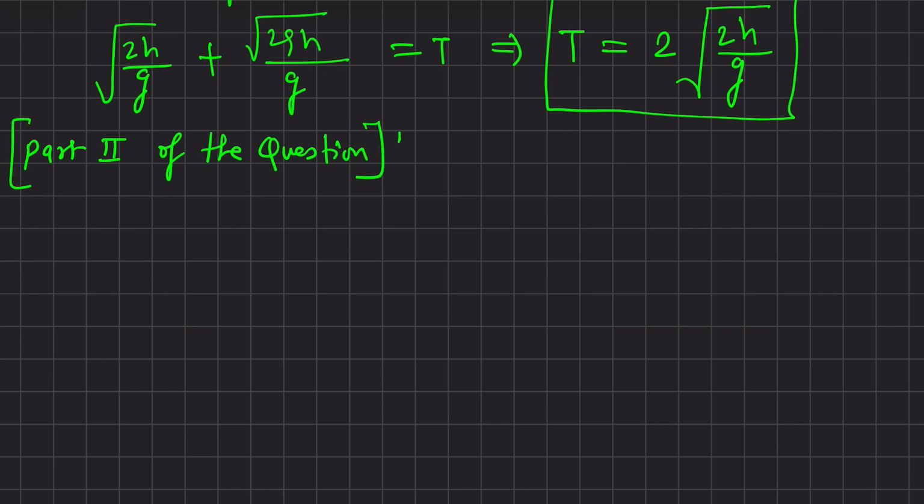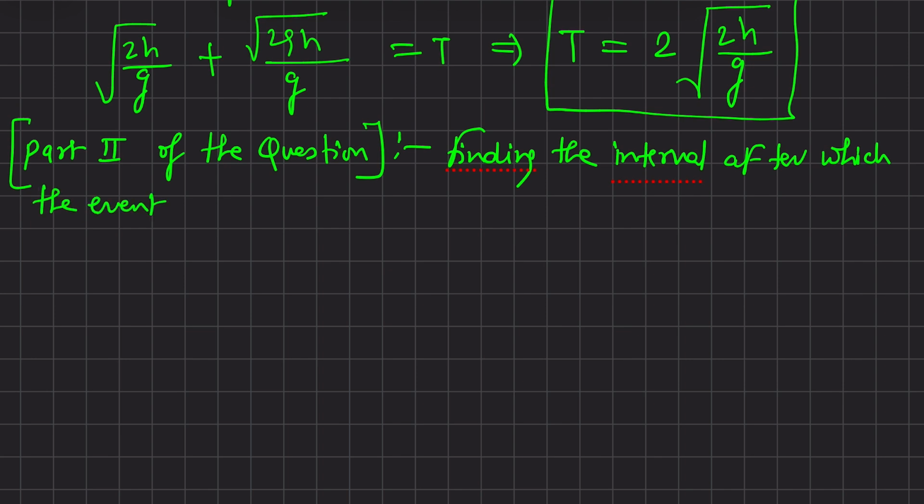Finding the interval after which the event is going to happen again and again.